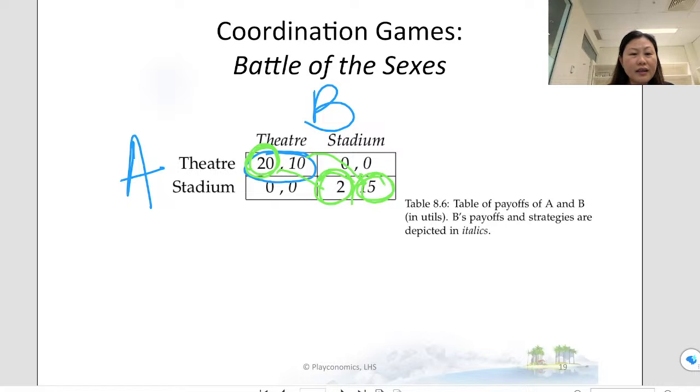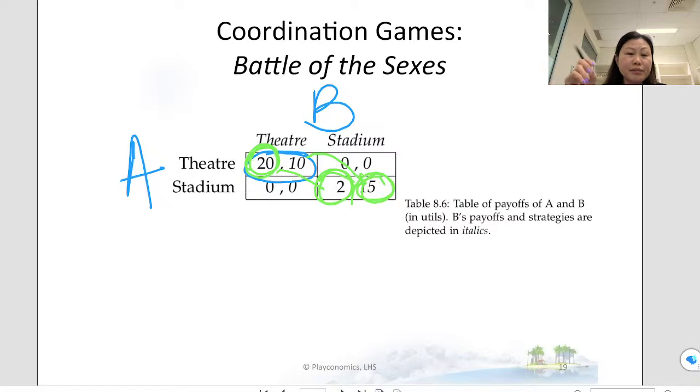So if they go to the stadium, somebody has less fun, but they're still happy because they're still together. They're happy because they're at the same place together on a date. They both value being together more than going alone, but each of them actually have a different preferred event.